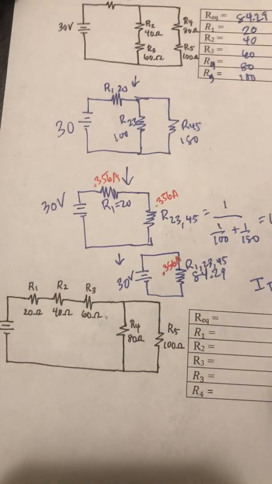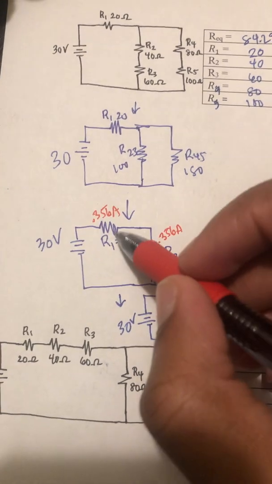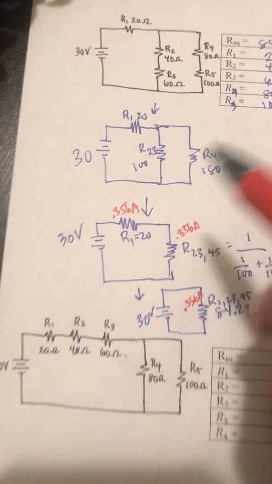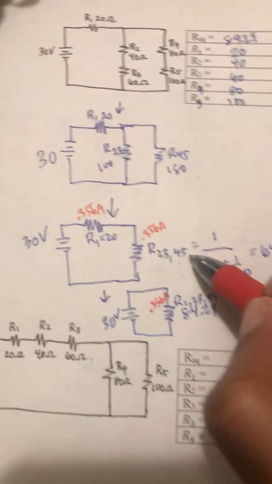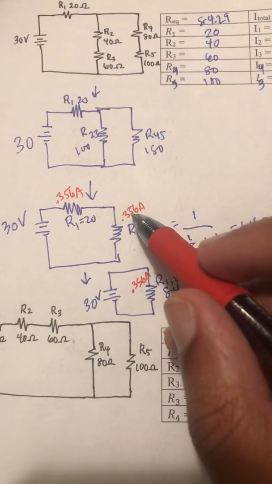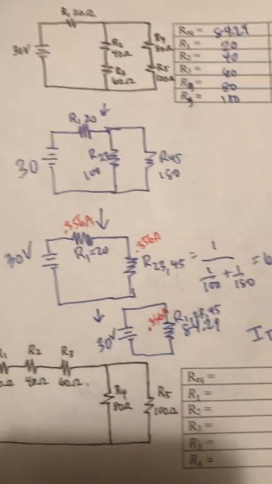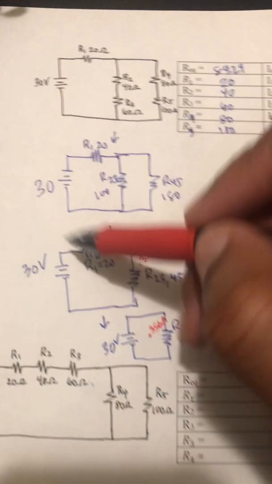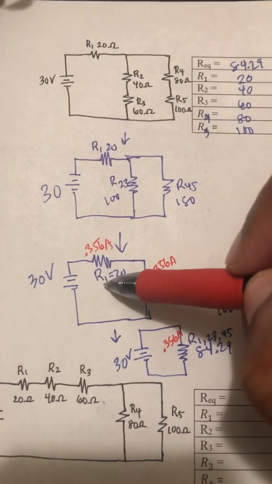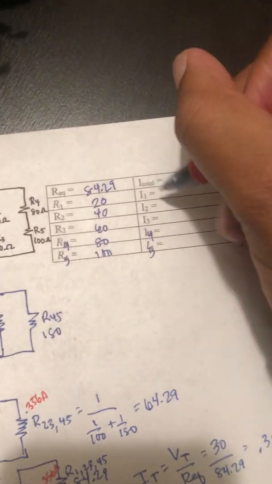All right, next thing I ask myself is, can I add anything in my chart? And I can, because for R1, it's getting all 0.356 amps. You see that? For 2, 3, 4, 5, I don't know that the currents add up to give me this, but that 0.356 amps is split somehow between 2, 3, 4, and 5. And I don't know yet, so don't worry about this. But R1 is all by itself, so 0.356 amps is R1.